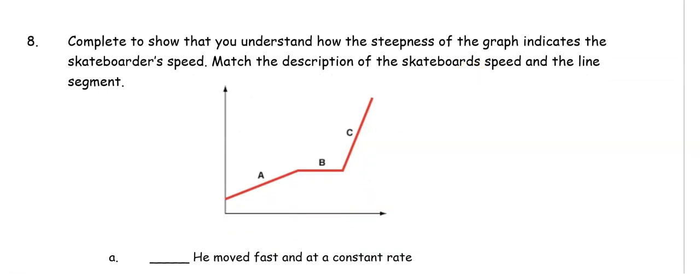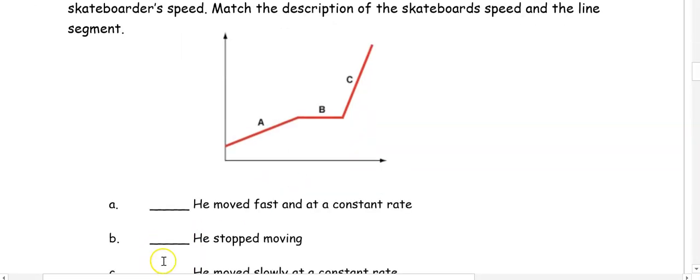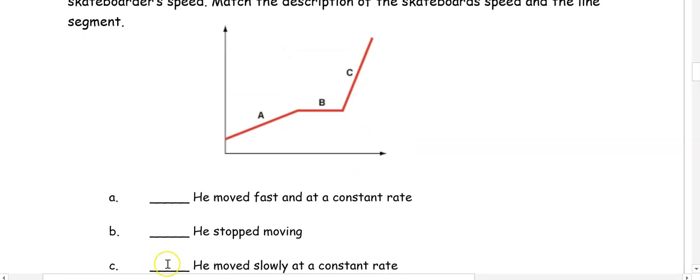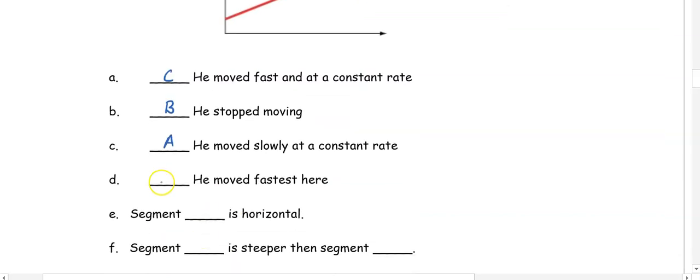In number 8, using the graph, we want to match our descriptions. So at what point is he moving fast and at a constant rate? So fast and a constant rate would be C. He is stopped at B. He's moving slowly at a constant rate is A. And he moves fastest at C because it has the steepest line.